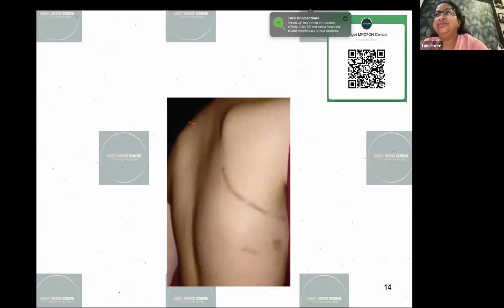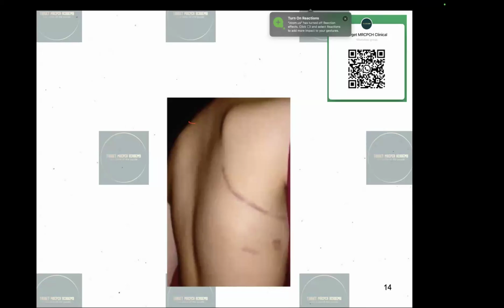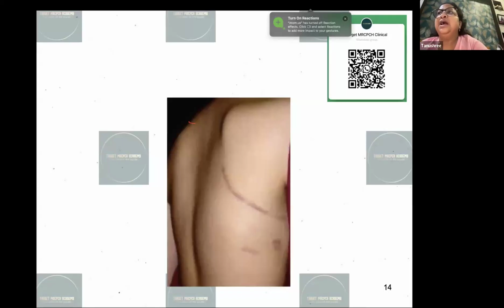Okay. So I would proceed further with the examination. After finishing this, then I'll look. I will feel for any thrills, any heaves in all the 6 spaces in the apical area. Okay, no thrills, no heaves.